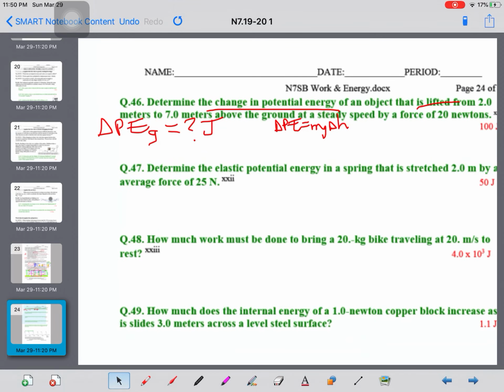All right, so it's lifted from 2 meters to 7 meters. Now, don't get fooled here. What they're telling you is the initial height is 2 meters. I'll write it up here, and do a little sloppy on sig figs just because it's not so easy to write. The final height is 7 meters, but you do understand neither of those are a delta H. Delta H is 5 meters. By the way, delta H is the same thing as D for displacement. So it's not 2, it's not 7, it's 5.